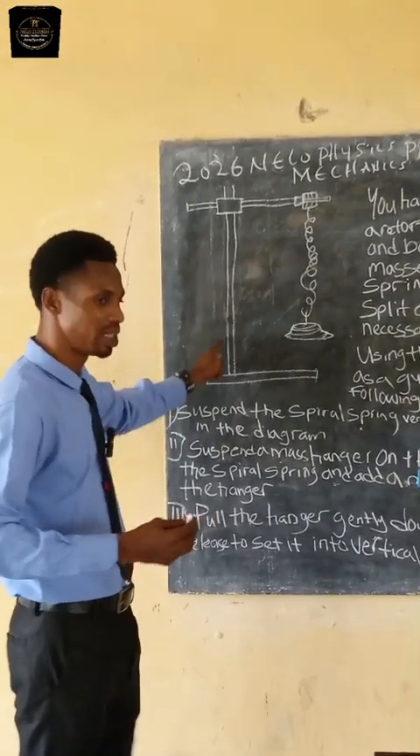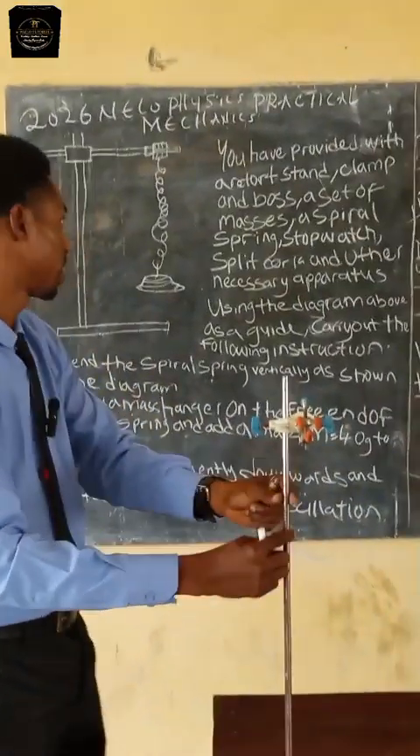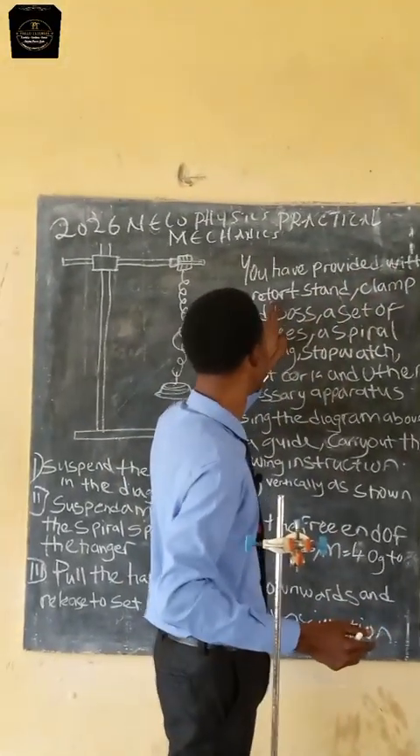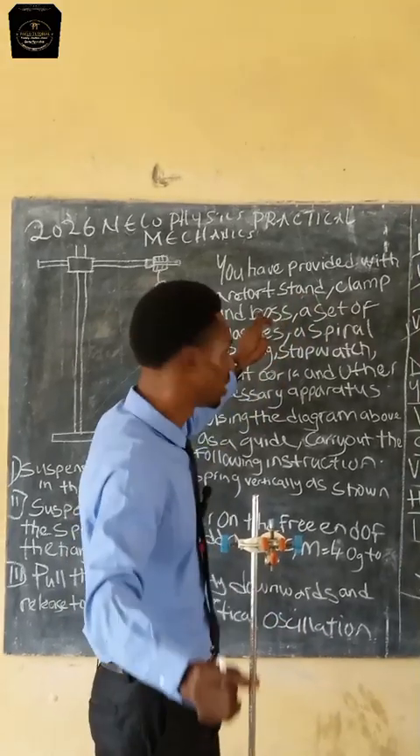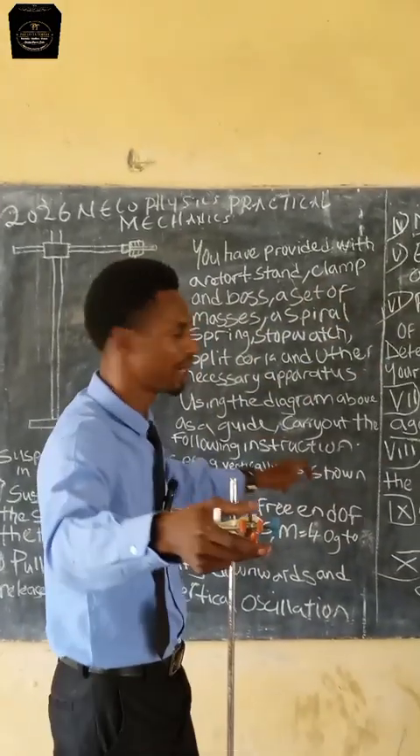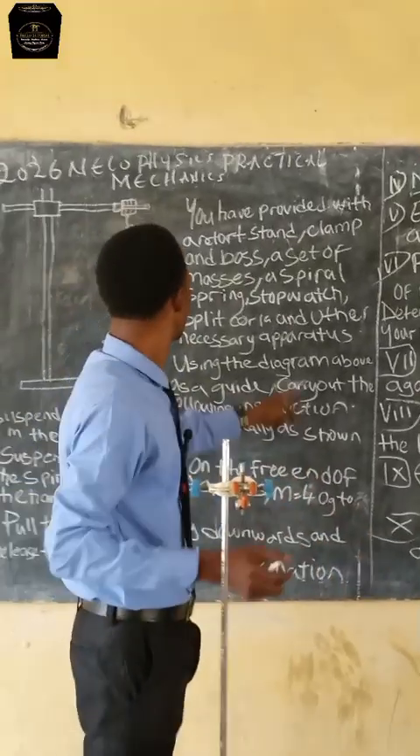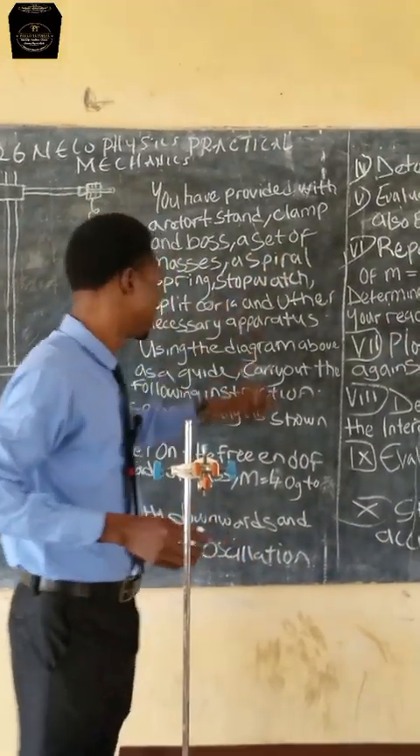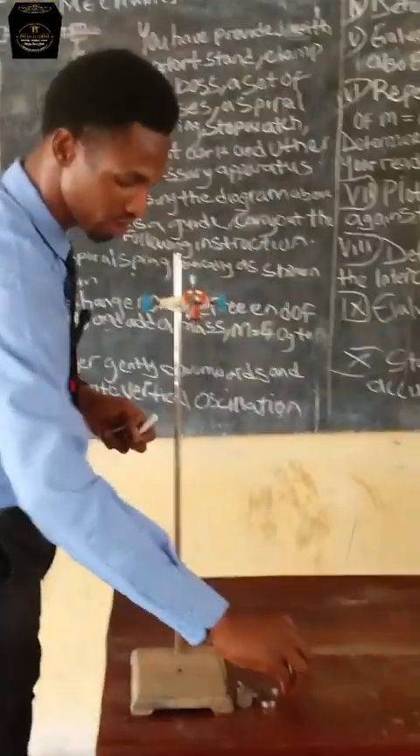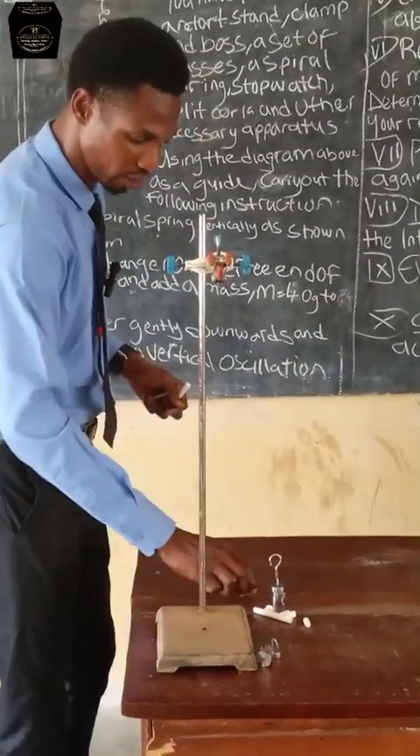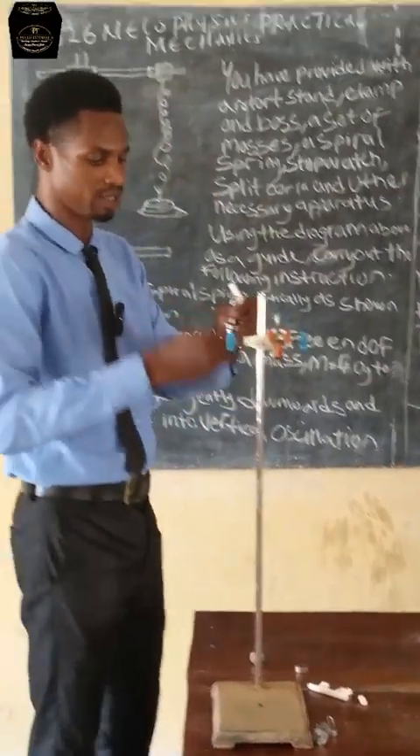So, this is a retort stand. According to the listing, we are provided with a retort stand. This is our retort stand. A clamp. This is our clamp. And a boss. This is the boss here. A set of masses. These are my masses.